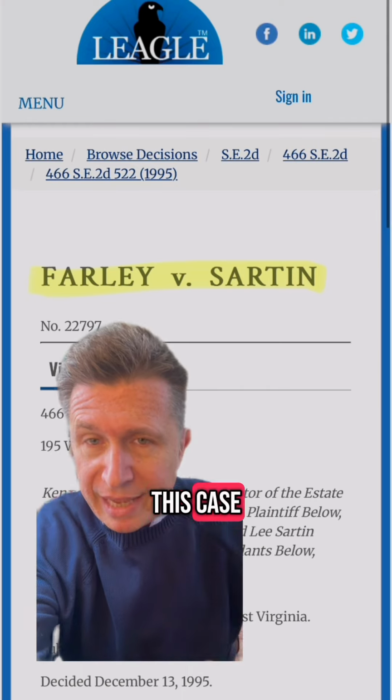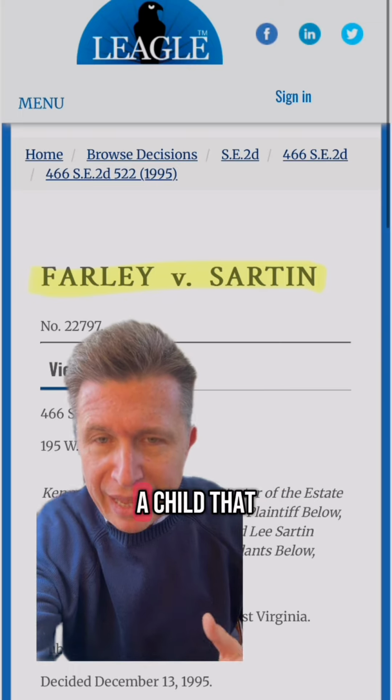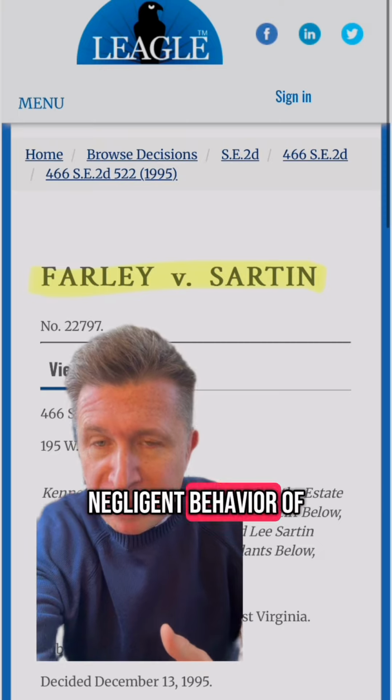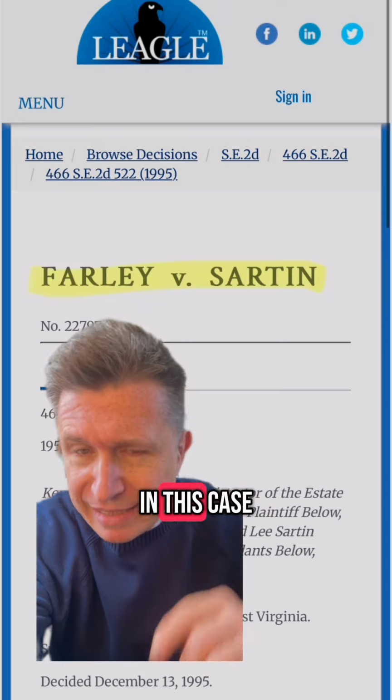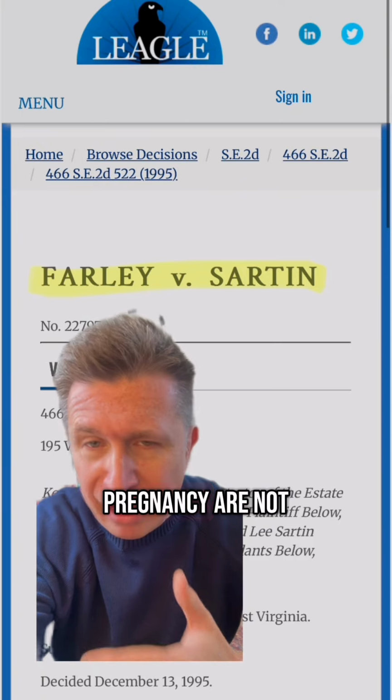For example, in this case, the West Virginia Supreme Court uses the term unborn child to refer to a child that could not be born because of the negligent behavior of a truck driver. In this case, clearly the autonomy of the mother and her intent to complete the pregnancy are not in question.